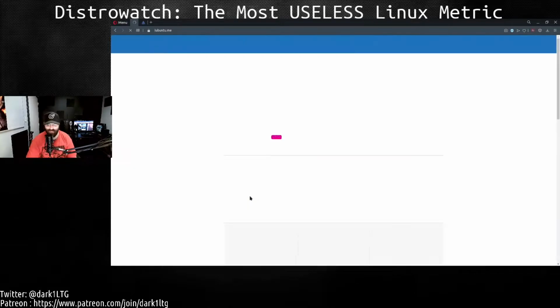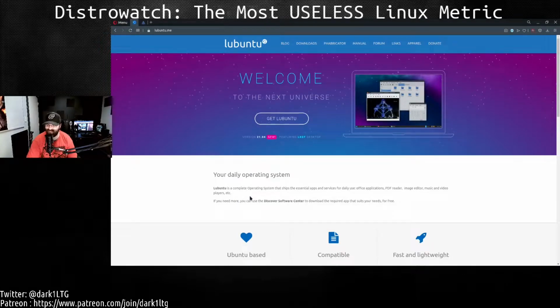I just click on the Ubuntu link from Distrowatch. And that's how they determine popularity. That is a shitty metric. I'm sorry.